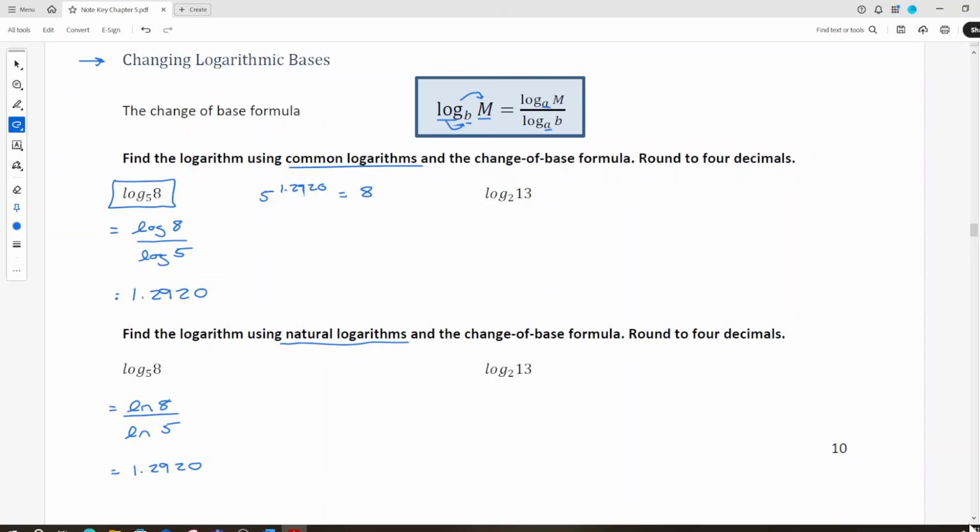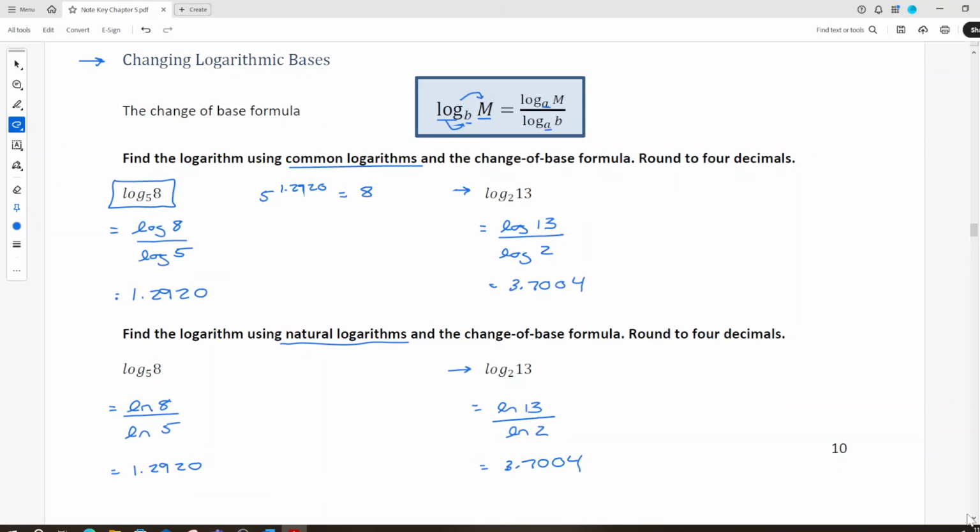So prove this to yourself. Do the next one. I want you to do the common logarithm up here, and then the natural logarithm down here, and evaluate log base 2 of 13. So log base 10 of 13 over log base 10 of 2 gives me 3.7004. Ln of 13 divided by ln of 2 also gives me 3.7004. Awesome.